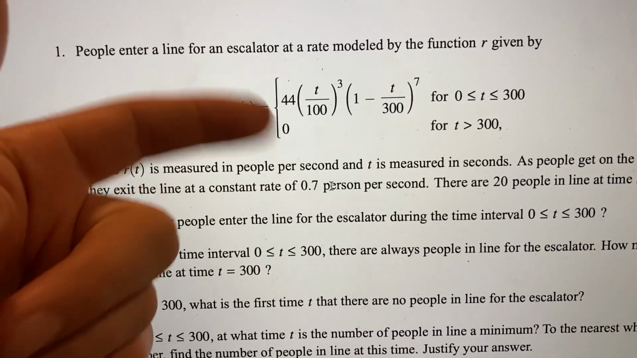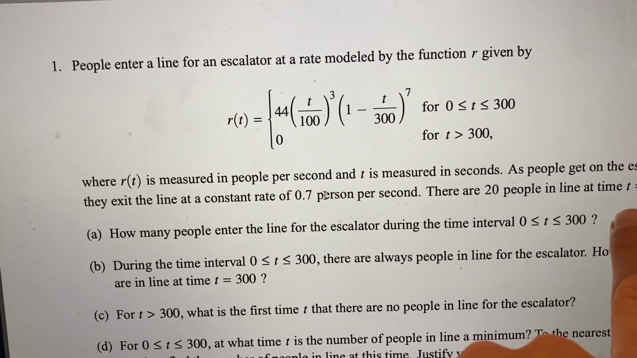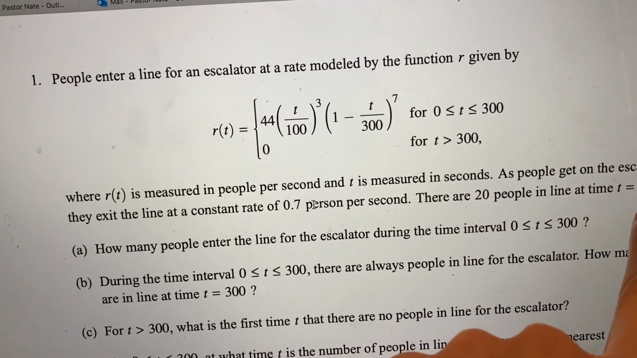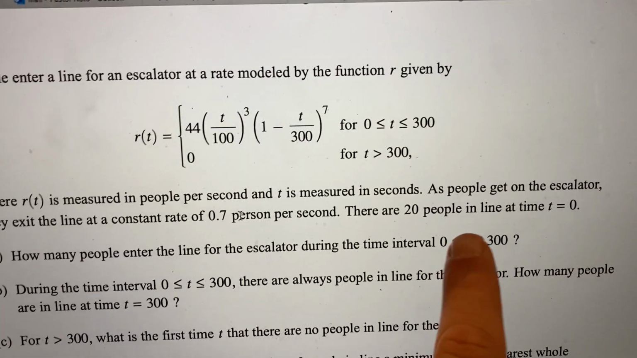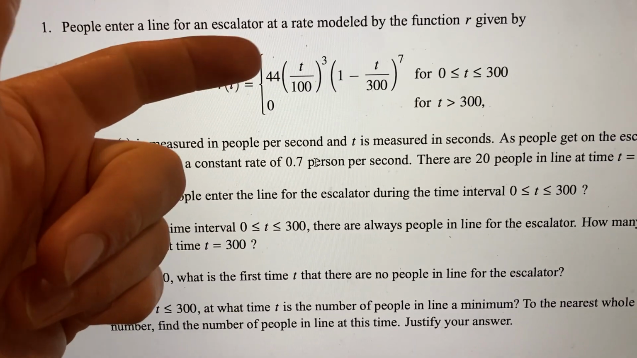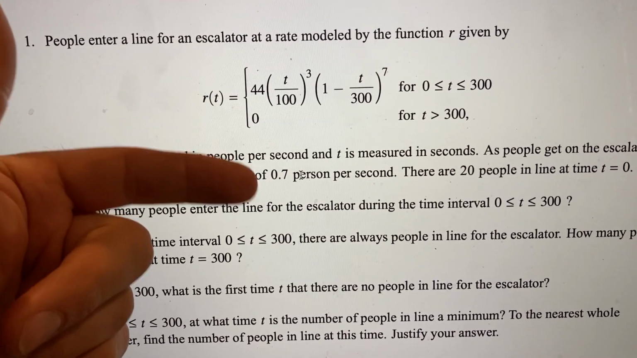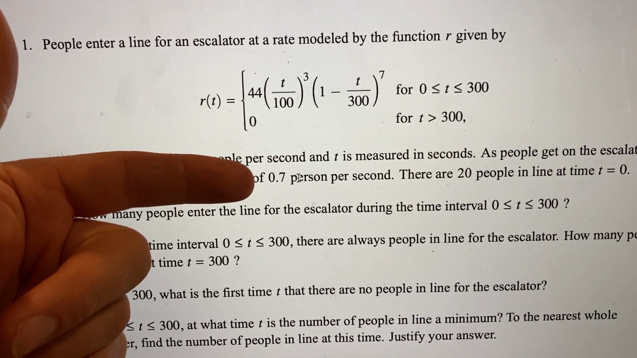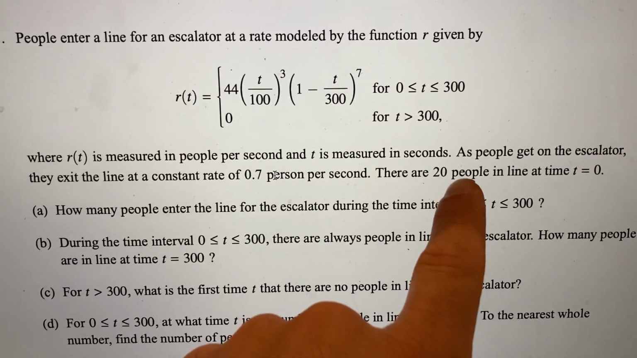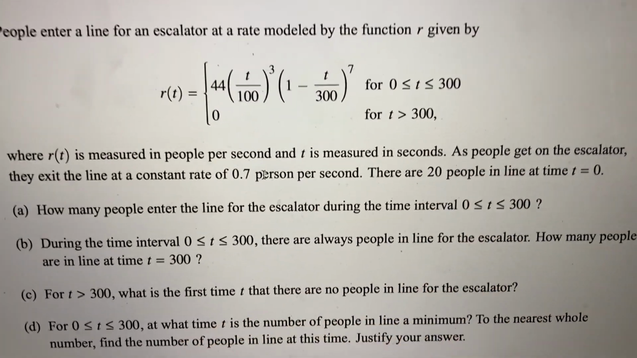So this is them entering, this is them exiting. There are 20 people in line at time t equals 0. This is going to be important for when we need to take the integral. These are things that I'm just thinking out loud. So this is them coming in, this is them leaving. These are both rates, both technically a part of the derivative, just positive and negative, and this is the original. At t equals 0, 20 is our answer.